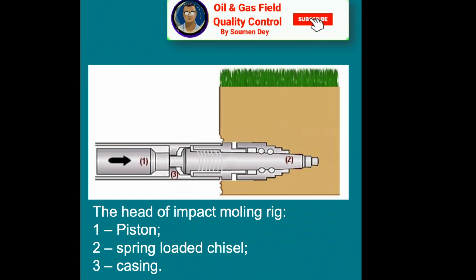This method is realized in big cities as well as small towns, and also when piping under railroads and highways. The impact moling is produced by a piercing tool. An equipment complex consists of a rig itself, a hydraulic station, main instruments for drilling work and wireless location. For the head of the impact moling rig, you can see a diagram here where number 1 is the piston, number 2 is the spring loaded chisel and number 3 is the casing. This chisel will cut the soil.